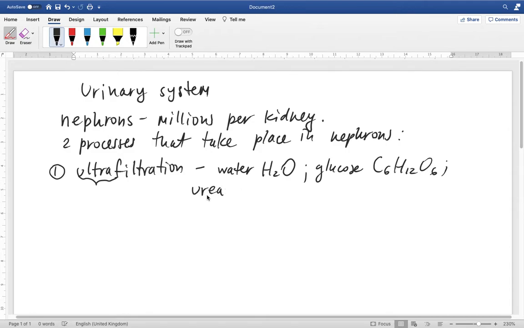Right, another example of a molecule which is again small enough to get through this filtration system is urea, right? So I'm not going to write down the formula for urea. That was discussed in that introductory PowerPoint. So again, it might be a good idea for you to look up your notes on that.